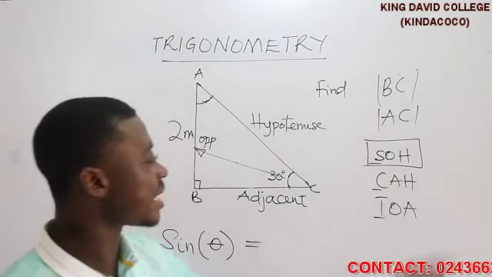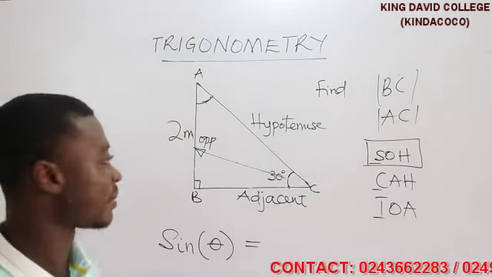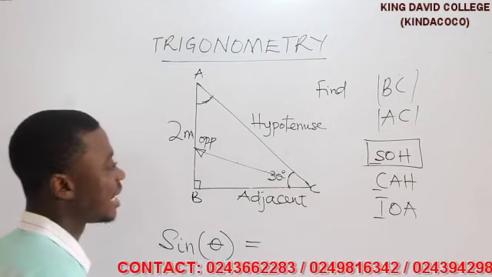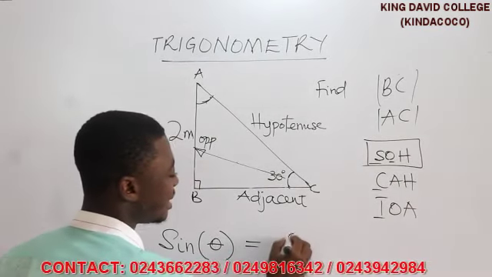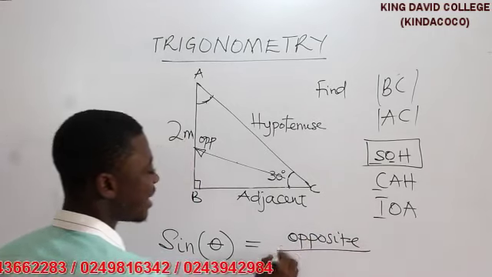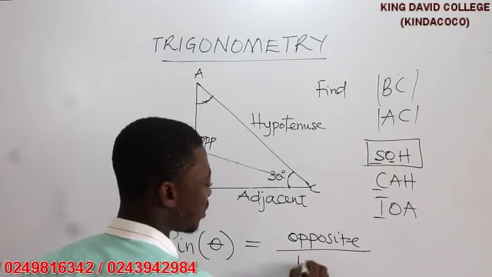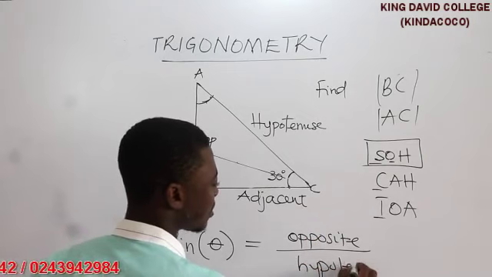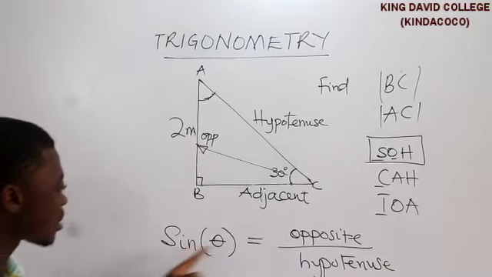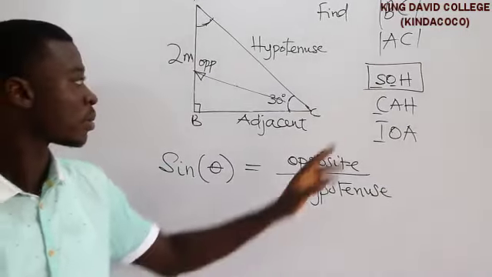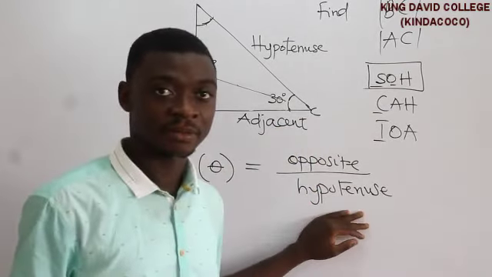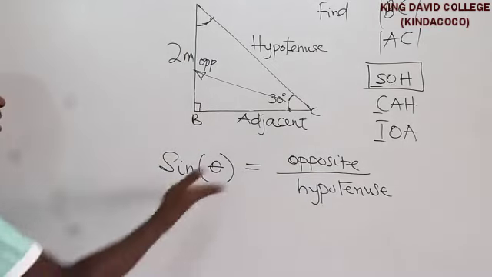Now here, I'm sure it is ringing a bell. When you want to use sine theta, sine of that particular angle, then the O should be the opposite, divided by the hypotenuse. That is how the SOH came to play. So sine is opposite over hypotenuse. Fine. Now that is someone's choice.